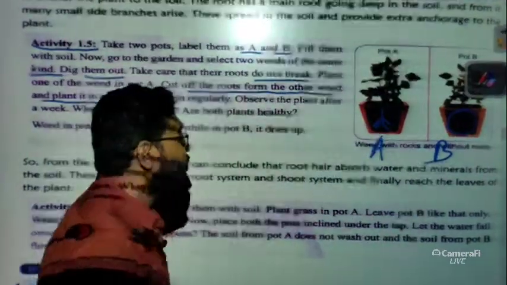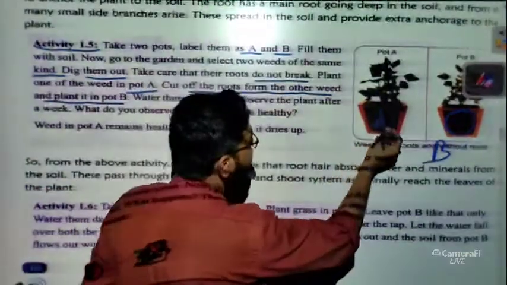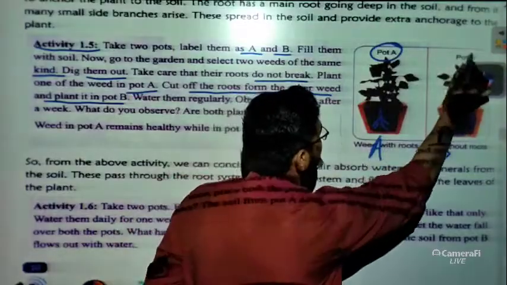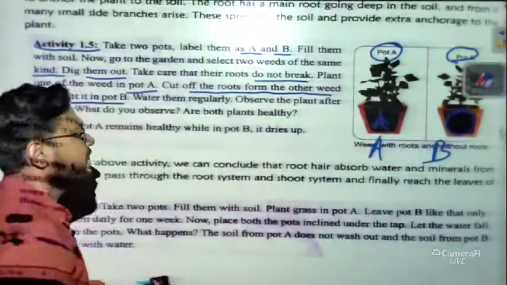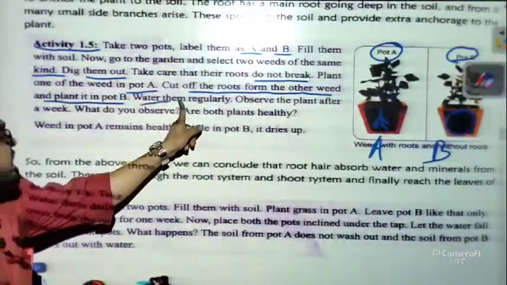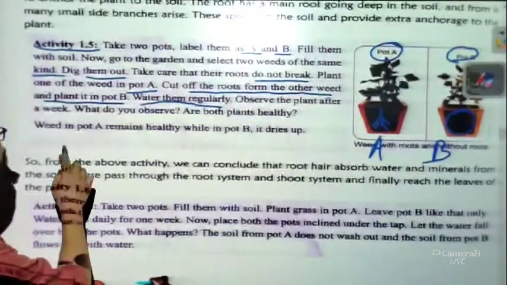Okay, now we are going to perform the activities. The first one is with root. The plant is with root. We call it pot A, and in the case of pot B, no root is there, that means the plant is without root, and we have to water them regularly, and we have to observe the plant after a week.